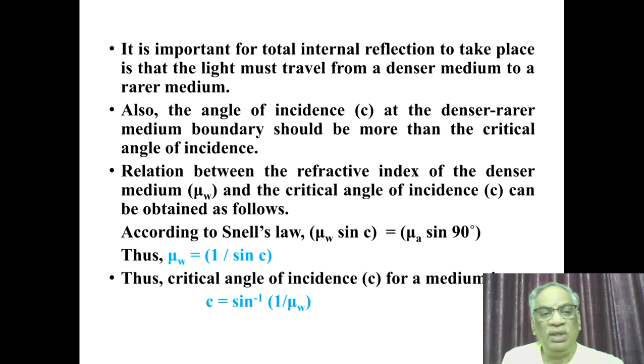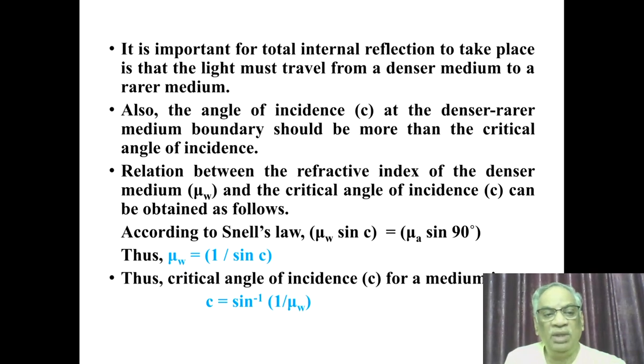It should be remembered that for total internal reflection to take place, the light must travel from a denser medium to a rarer medium, and the angle of incidence at the denser-rarer medium boundary should be more than the critical angle of incidence for a particular denser medium.